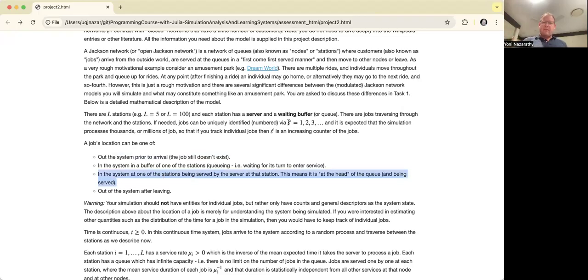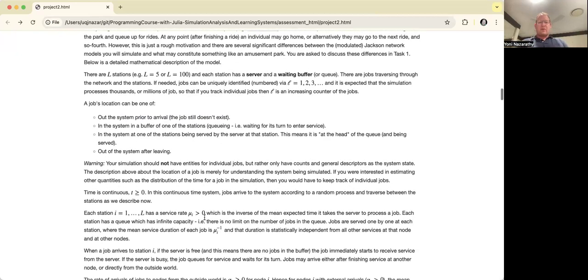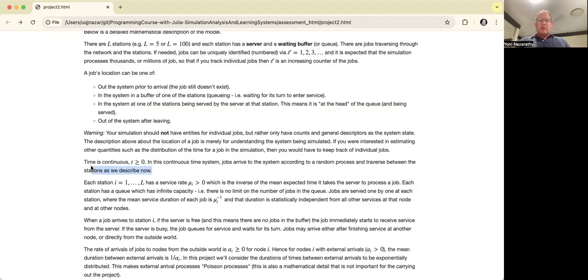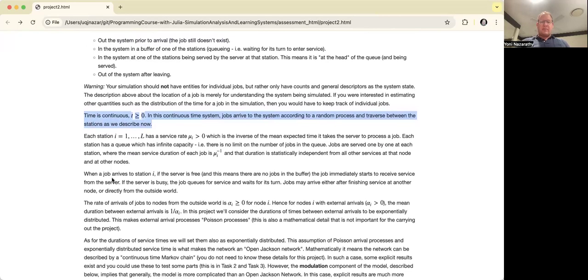Now, you don't actually need to code for individual jobs. That's the warning. All you're going to do in terms of the system state is think of the number of servers that you have, and for each one an integer, a non-negative integer, which describes how many jobs are in that server. This is a continuous time system, and you're going to do discrete event simulation. You'll learn about discrete event simulation in the lectures shortly. You could start this project way before you understand discrete event simulation, because the first task has nothing to do with it.